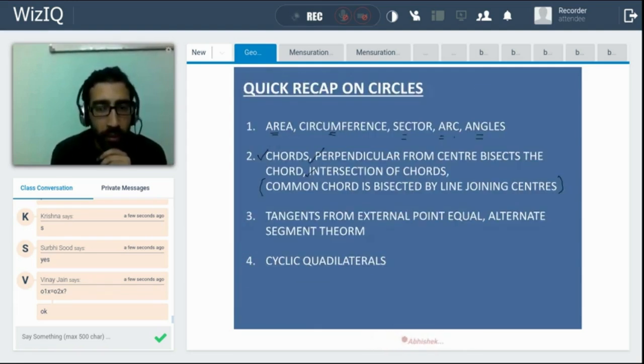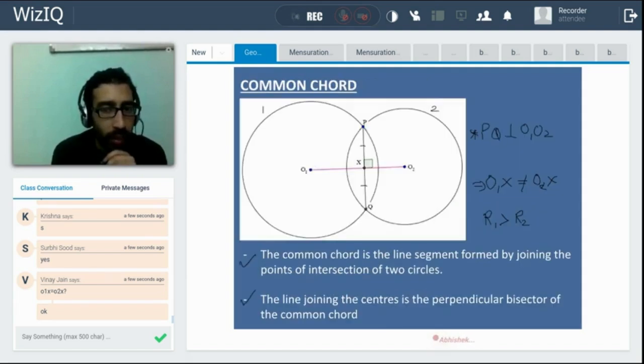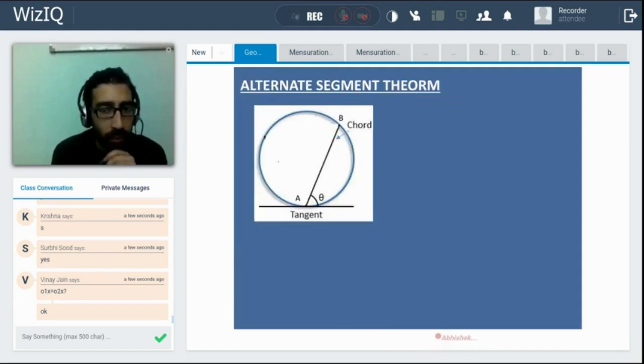Sorry. Let's go back to our recap. We must have also seen this: tangents from an external point are equal. Just cover that. We did not see the alternate segment theorem, which we'll see right away. What is the alternate segment theorem? It's a bit complex and it's very interesting.